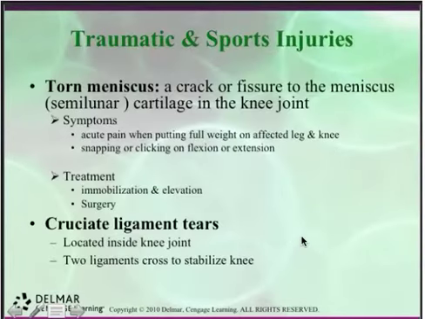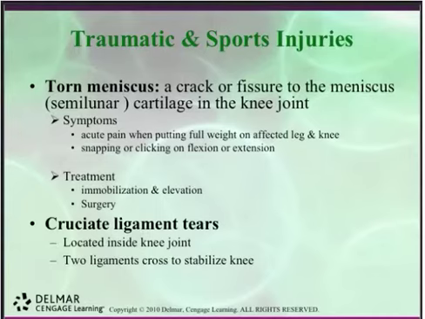So what are some of the injuries that can affect the knee? Well, a torn meniscus is a crack or fissure to the meniscus cartilage in the knee. The symptoms include acute pain when putting full weight on the affected leg and knee, and snapping or clicking on flexion or extension. The treatment is to immobilize and elevate the affected joint, and also surgical repair.